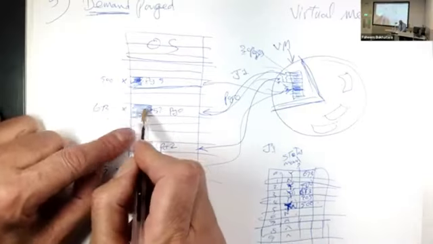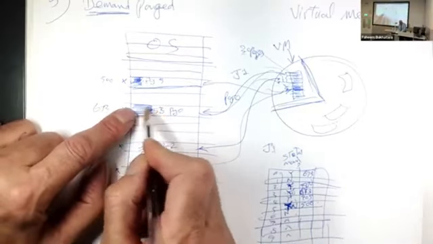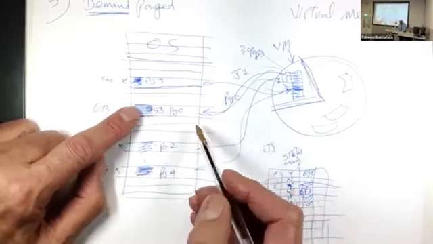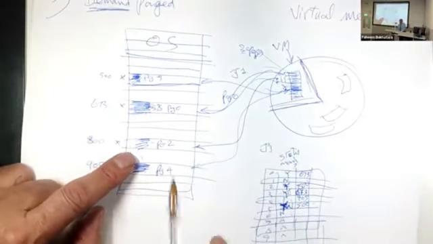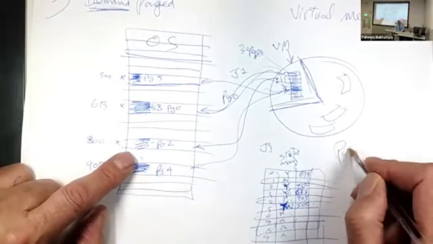Now page number 3, for example, works for a little while, and then says, I need page 1. Is page 1 there? No. If it's not there, we call that a page fault.